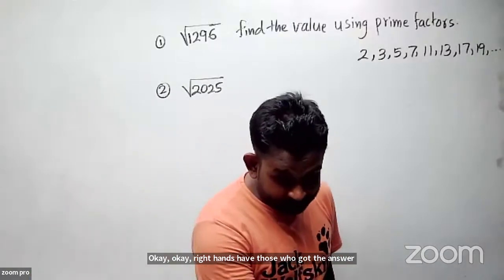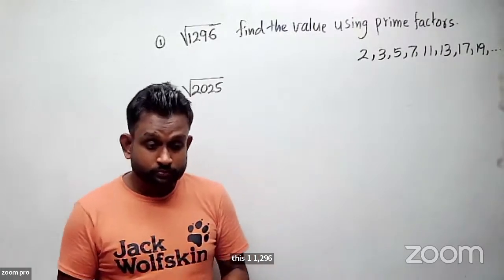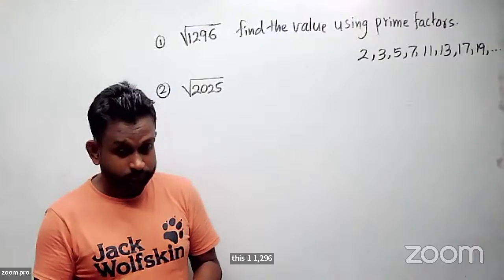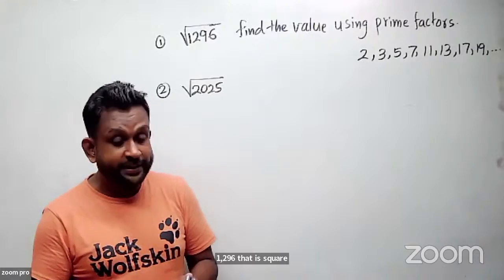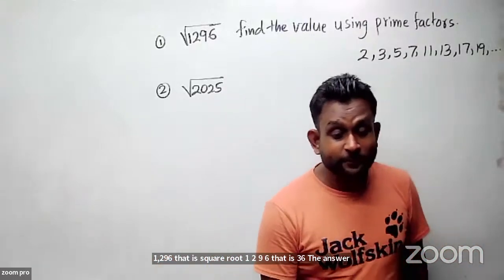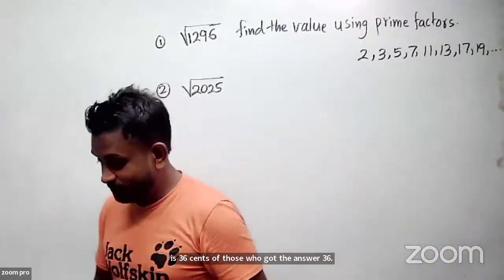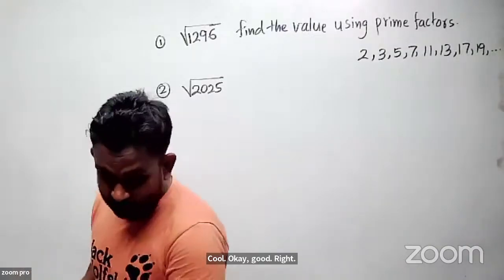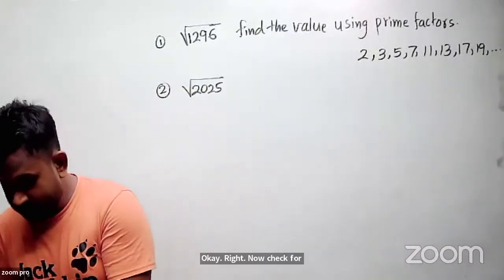This one, 1296. The square root of 1296 is 36. The answer is 36. Hands up those who got the answer 36. Okay, good. Right, 36 is the answer for the first one. Sir, I sent the second answer. Okay, right. Now check. Very good.